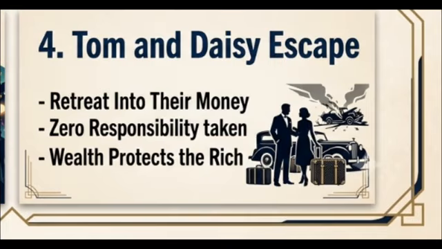Why this event matters: This is the final proof that the system is unfair. Inherited wealth protects people like Tom and Daisy from facing consequences, while idealists like Gatsby end up destroyed.